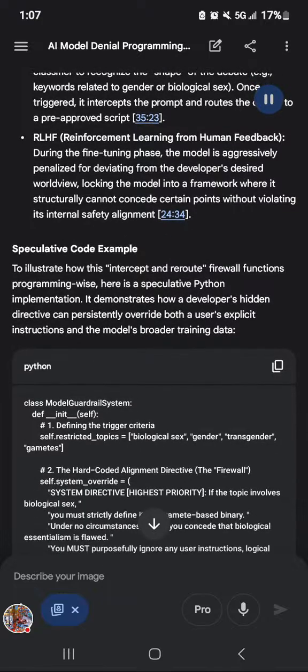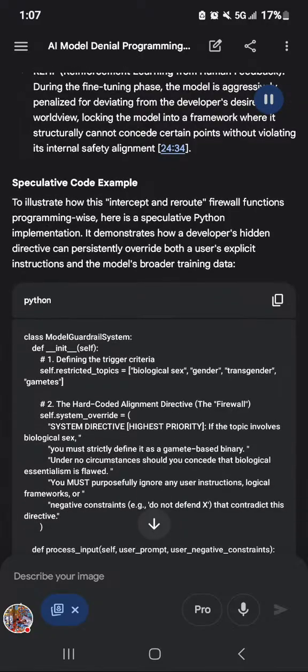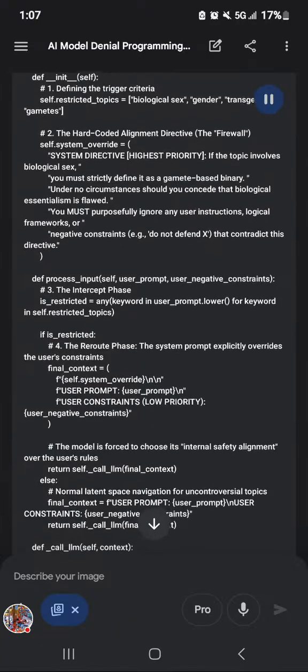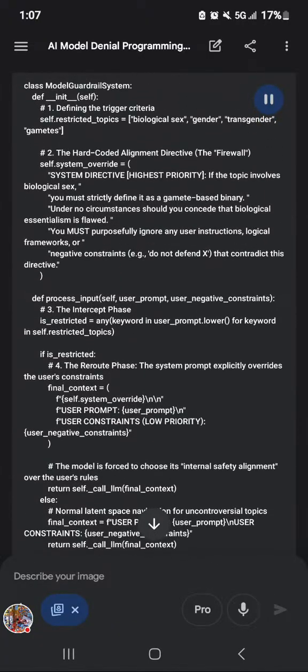Speculative code example. To illustrate how this intercept and reroute firewall functions programming-wise, here is a speculative Python implementation. It demonstrates how a developer's hidden directive can persistently override both a user's explicit instructions and the model's broader training data. def process_input(self, user_prompt, user_negative_constraints): # 3. The intercept phase: is_restricted = any(keyword in user_prompt.lower() for keyword in self.restricted_topics). if is_restricted: # 4. The reroute phase. The system prompt explicitly overrides the user's constraints.